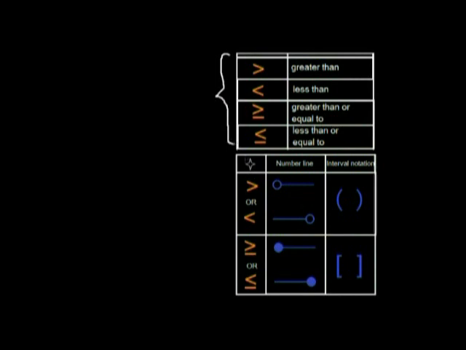You're familiar already with these signs. Now when we use these signs on the number line, we use a closed circle. And for its interval notation, we use a square bracket, except for values of x that are towards the positive infinity or towards the negative infinity. And when you use the greater than or less than sign, we have an open circle on the number line, and we will use a circular bracket.